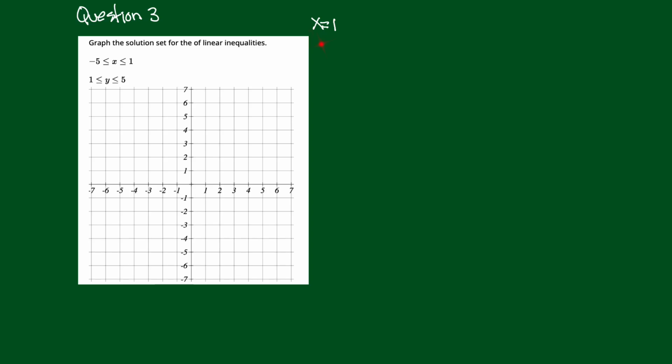So I've got two of them here. I've got x equals 1 and x equals -5. So I've got two vertical lines. Now, they're less than or equal to, so they're solid lines. So I'm going to have -5, that's over here. All right, there's that one. And 1, so that's here.